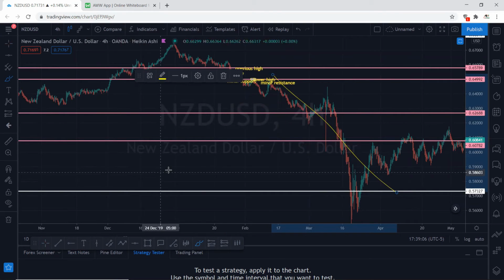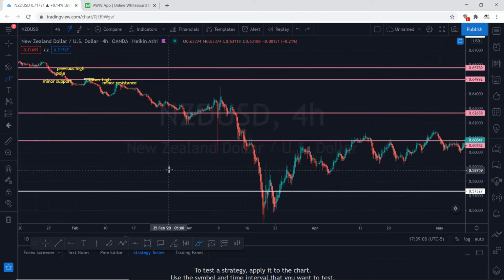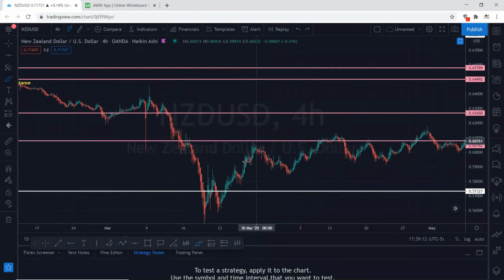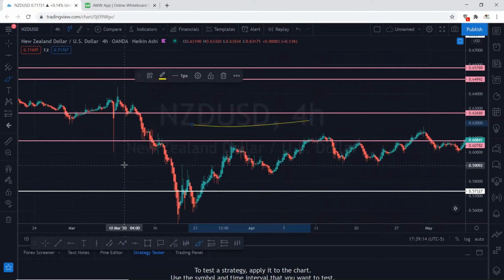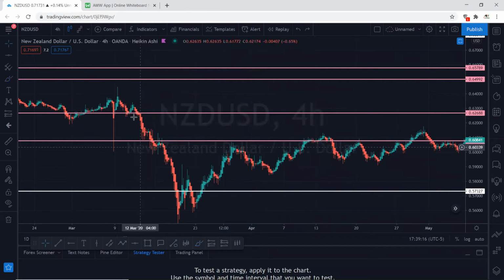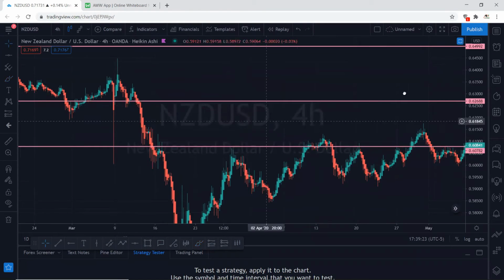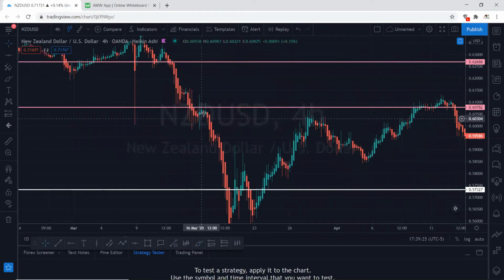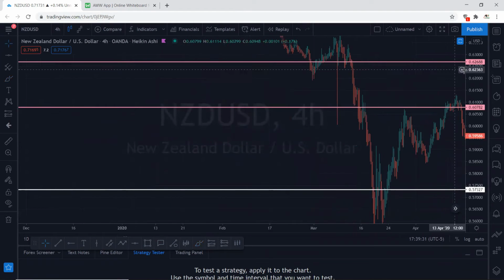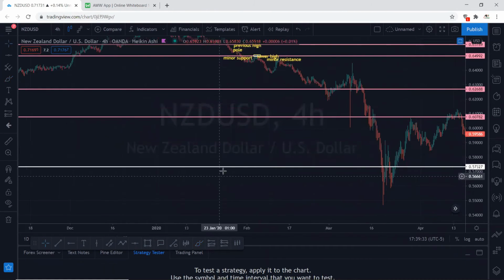So I could show you another example. This right here is a zone. Here's another zone. There's another zone right here. Price shifted right here, broke through, retested. Look at the wicks. You see the wicks? And then bam, price continued. Same thing over and over again. All right, does that make sense?